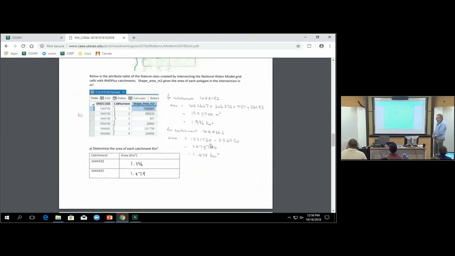The area of the continental United States is 8 million square kilometers. The area of Texas is 700,000 square kilometers. Do you know what the area of Germany is? 350,000 square kilometers. Texas is twice as large as Germany. Go Horns, yeah.